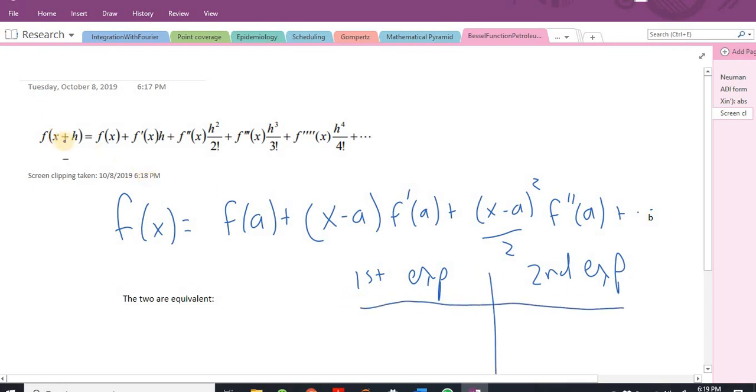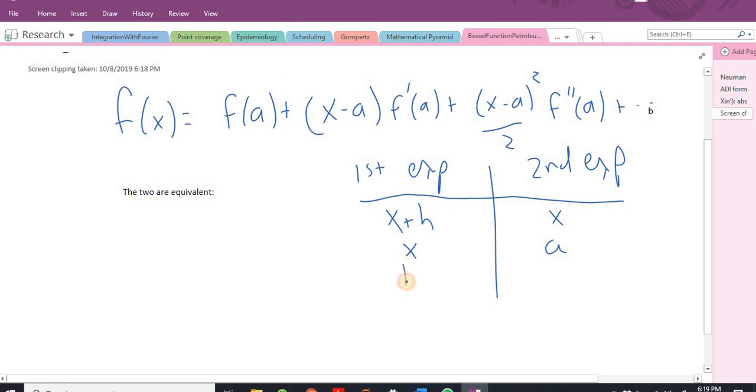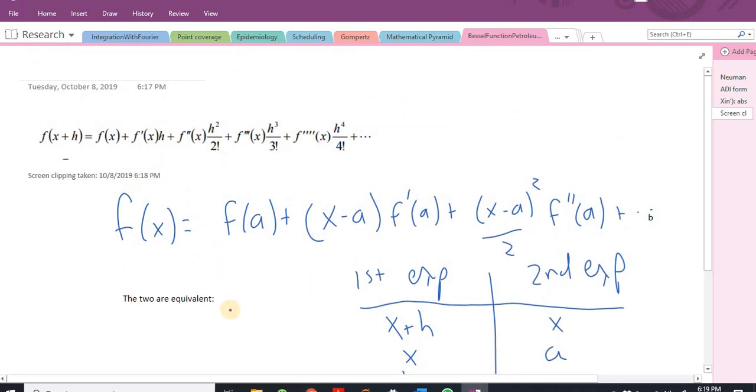In the first expression, you have f of x plus h, right? So x plus h in the first expression corresponds to x in the second expression. You see they're in the same position. x in the first expression corresponds to a in the second expression. And h in the first expression corresponds to what in the second expression? You tell me. Oh, x minus a. You can see if you look at this carefully. Here's x minus a here.